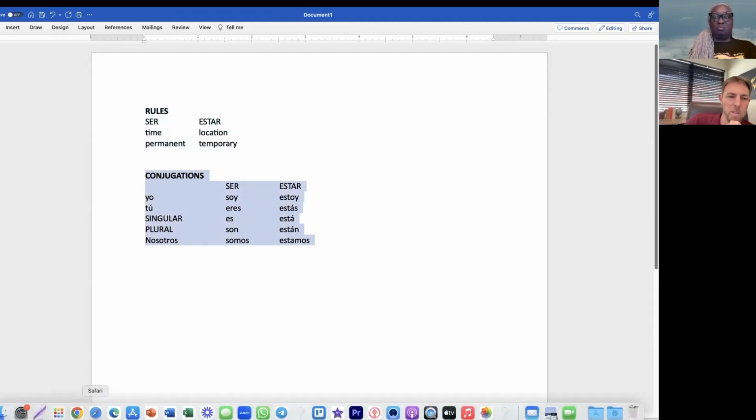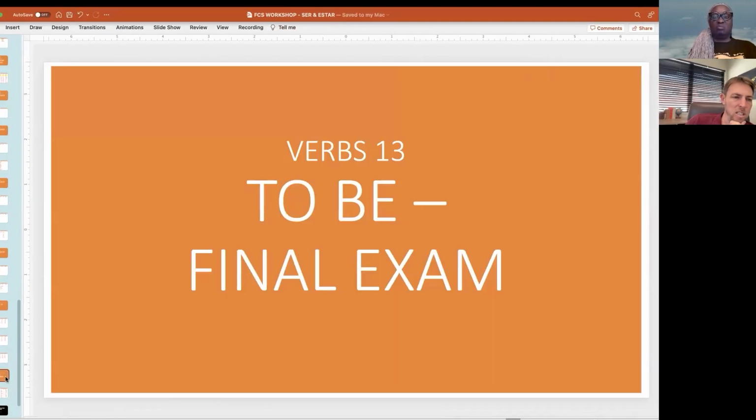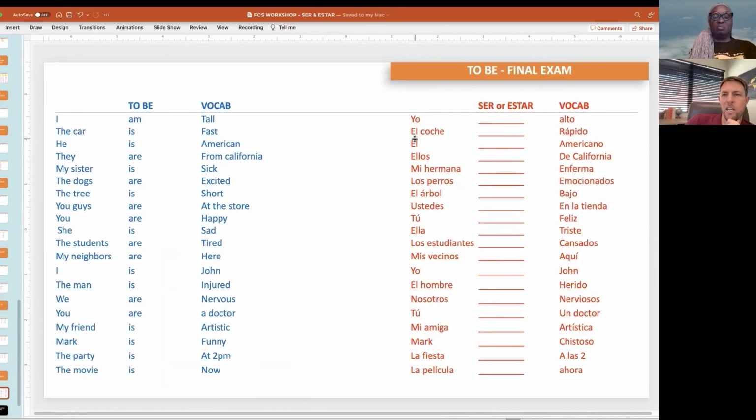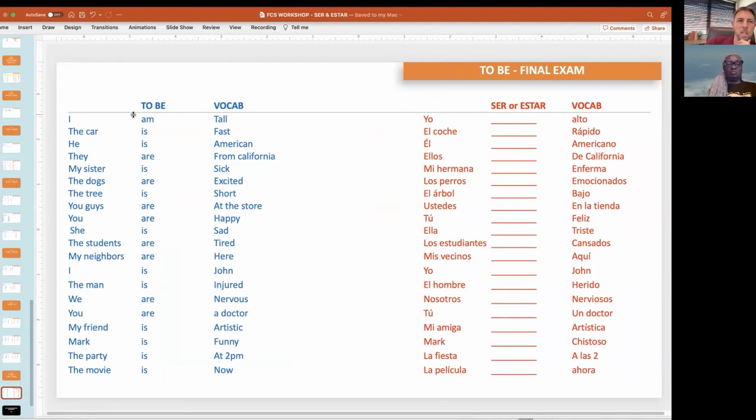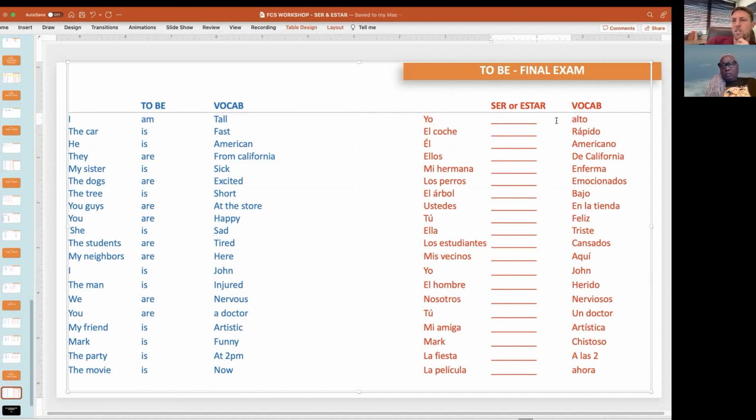That's what I've been doing all class. Here you would see examples. Like, I am tall, is it ser or estar? If you remember your rules, it's permanent, so it's ser. So you put ser and then you figure out how to conjugate it. Yo soy alto.